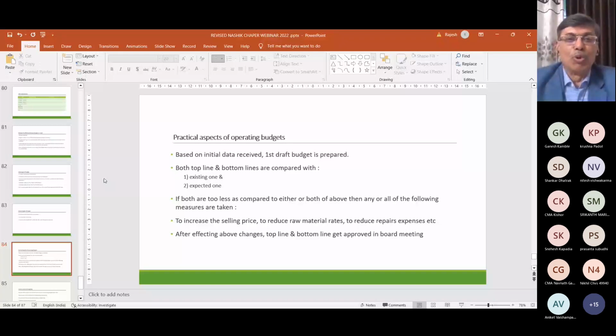Now, from this conservative approach, it is to be brought to a realistic picture for all the functional heads which really matter with respect to these functional budgets. Maybe marketing, maybe production, maybe raw material, maybe utilities, maybe electricity. All these functional heads are required to switch over from a conservative approach to a realistic approach to make the picture acceptable to the management.